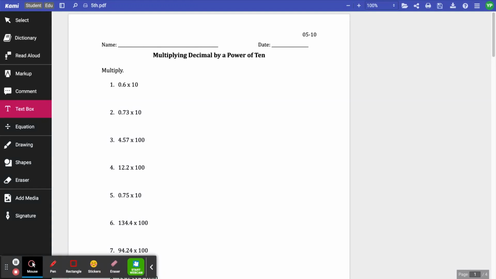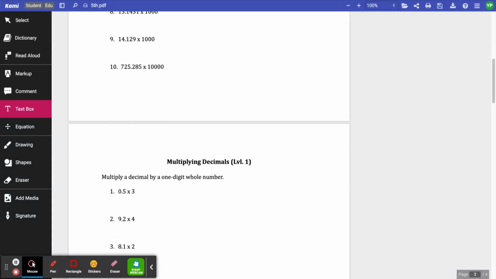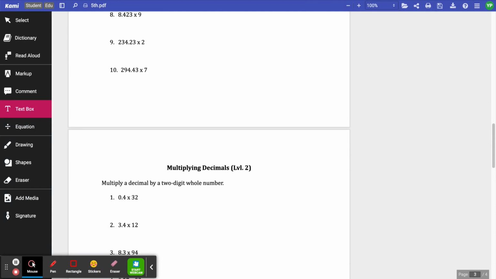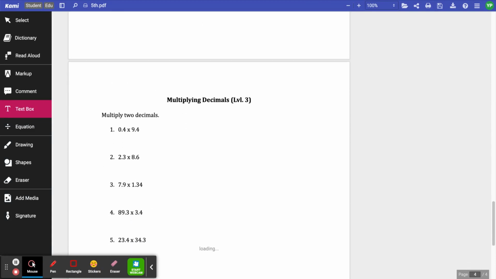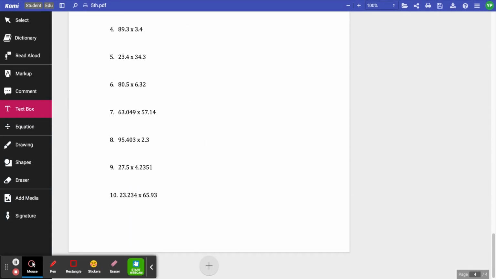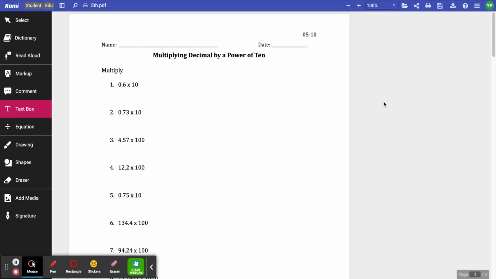Today we'll be learning about multiplying decimals by a power of 10, multiplying decimals level 1, multiplying decimals level 2, and multiplying decimals level 3. Starting off with multiplying decimals by a power of 10, all you have to do is move the decimal over depending on how many zeros it has. So if it's 10, you move it one spot, so it's just going to equal 6. So number 1 is 6.